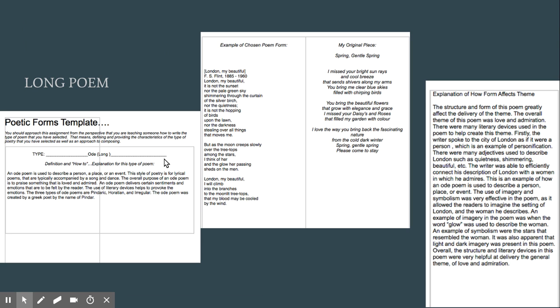The author wants the readers to be able to understand and feel the emotions that are being portrayed in the poem. For this example, London, My Beautiful, it uses the city of London to relate it to a certain person, a female that the author is trying to express his love towards. London, the city, is used as a symbol in this poem in order to represent the person's love and admiration for that girl.